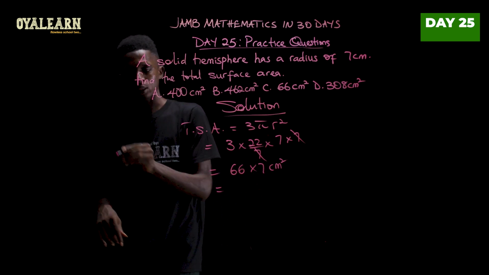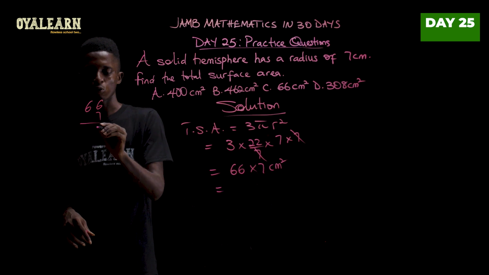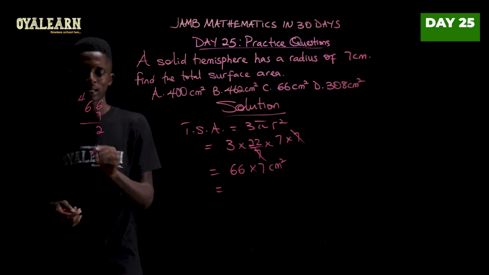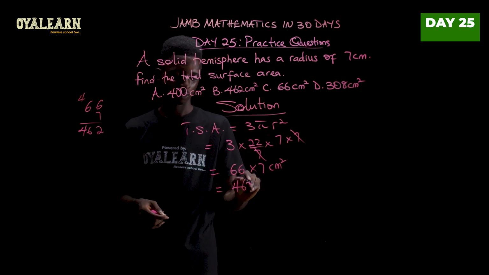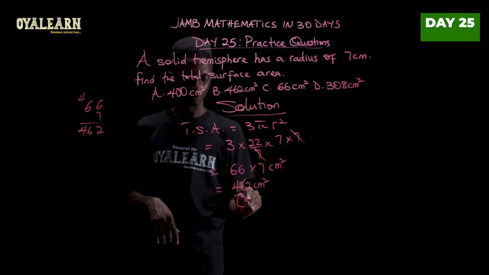So let's find out what this would be. 7 times 6 is 42, so 2 carry the 4. 42 plus 4, and that's 46. So 462 centimeter squared. That is option B.